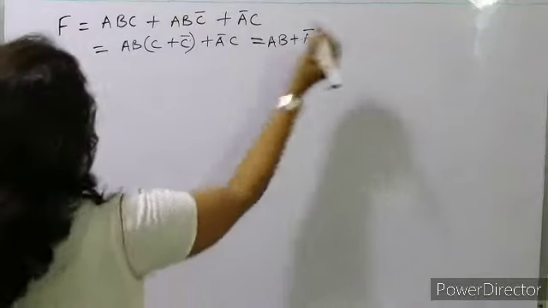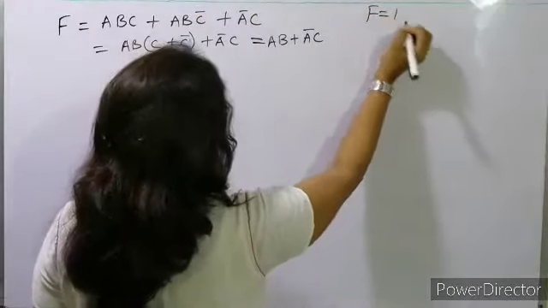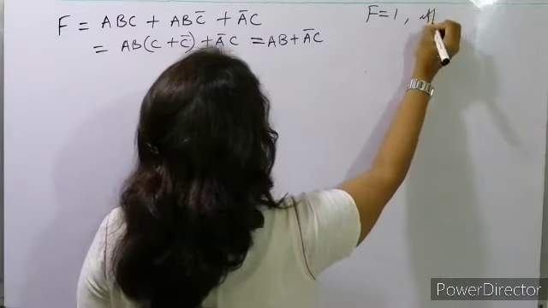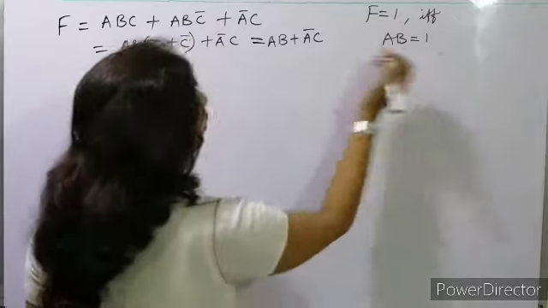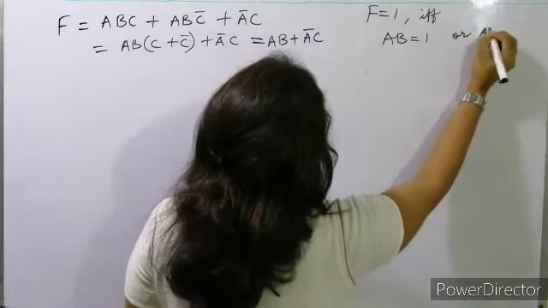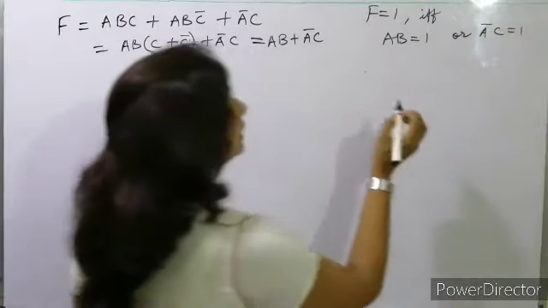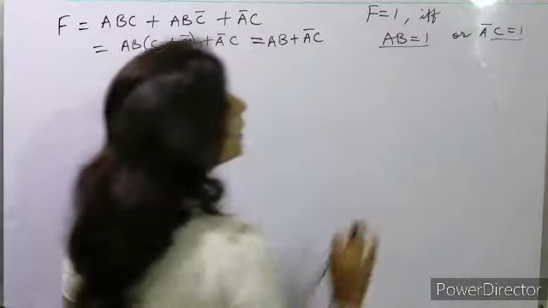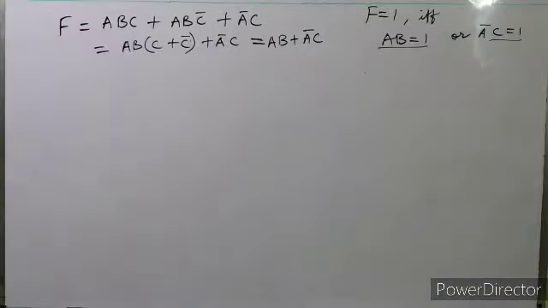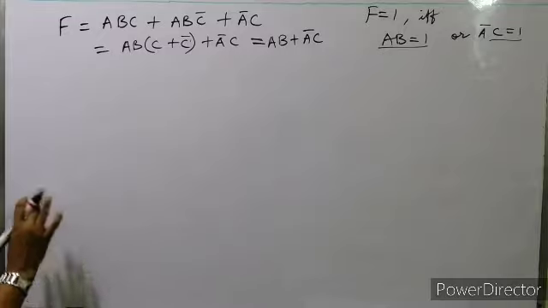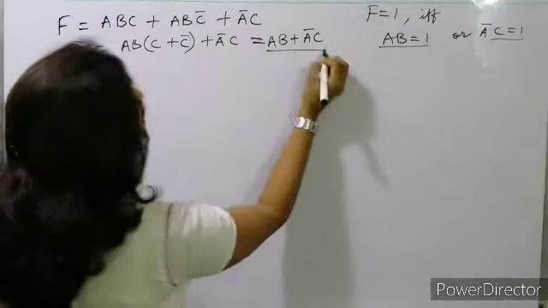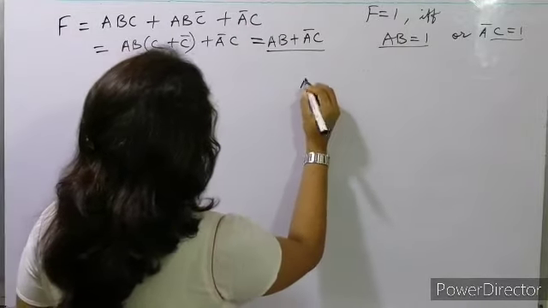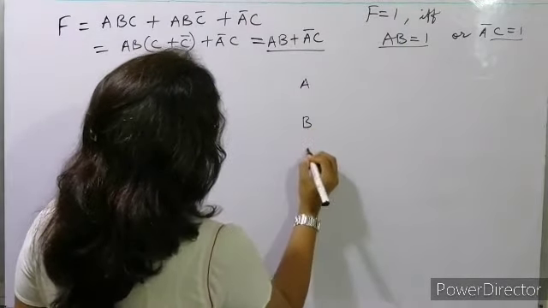Now F will be equal to 1 if and only if AB is 1 and A bar C is equal to 1, only then it will be 1. Okay, now first of all we will draw the circuit for this one. So there are 3 inputs A, B and C.